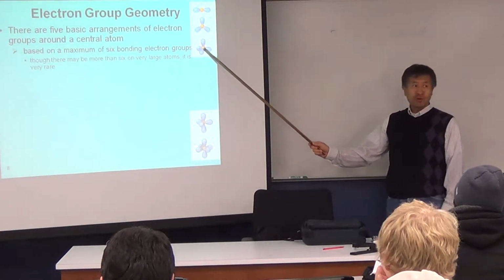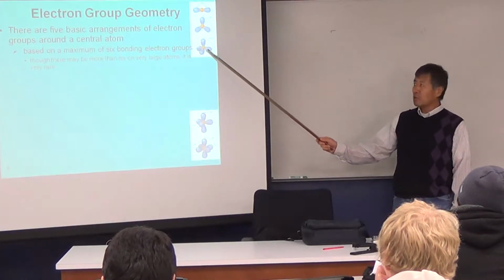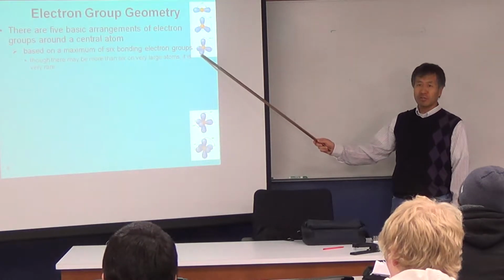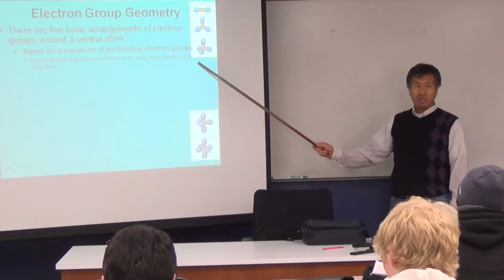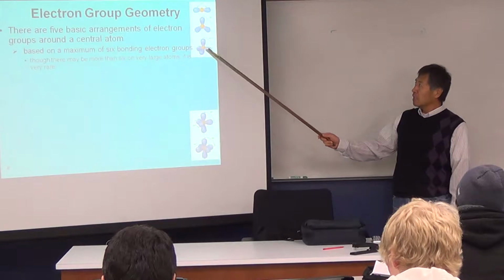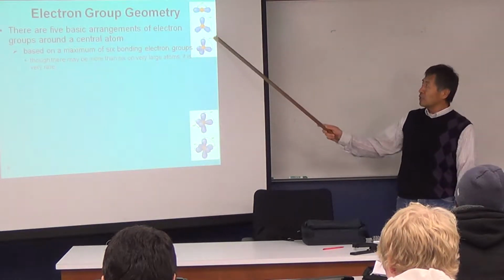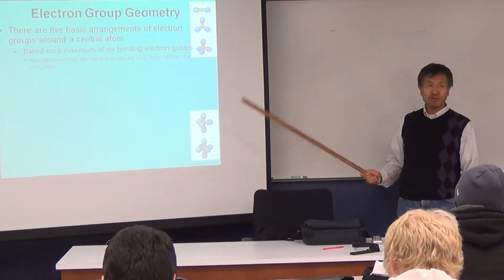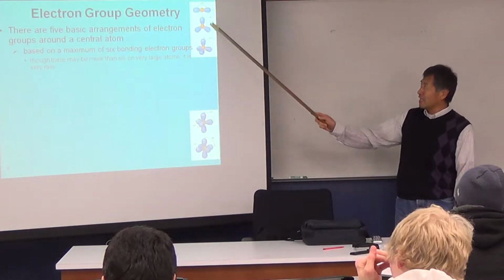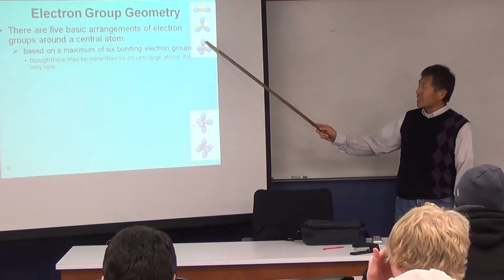If you have four groups, your geometry will look like this. This is called the tetrahedral. And the angles here have different shapes, different angles. And the angles you hear are perfect angles, but depending on what you bond to, you might not have exactly 120, you might not have exactly 109.5.